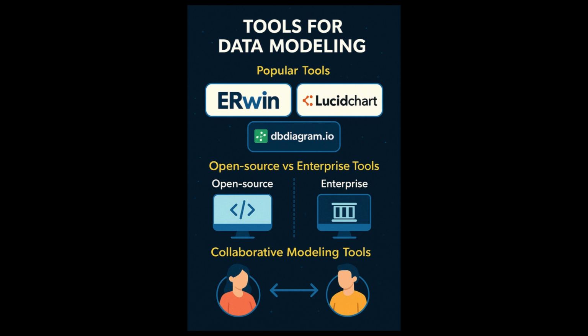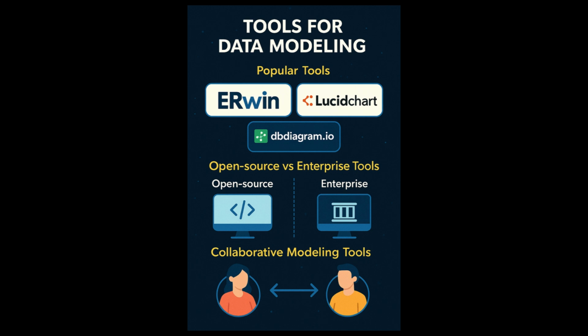Enterprise tools like ERwin and Microsoft SQL Server Management Studio offer advanced features like integrated version control, robust reporting, and support for large-scale database management. These tools usually come with a subscription cost, but they are equipped with features needed by large organizations managing complex databases. Collaborative modeling tools. Collaborative modeling tools allow teams to work together in real time.